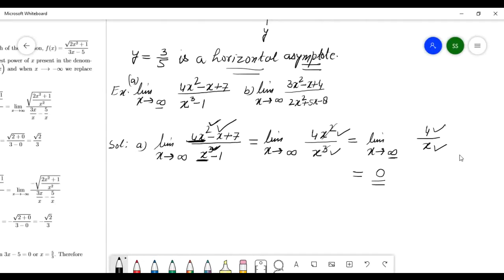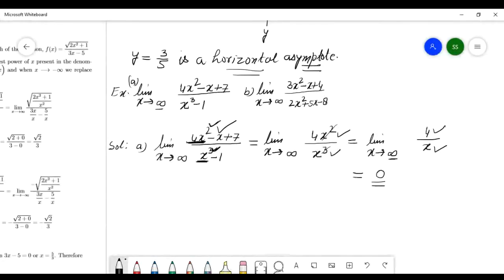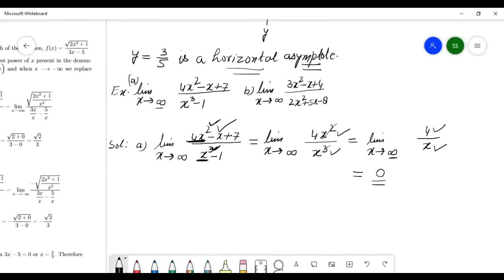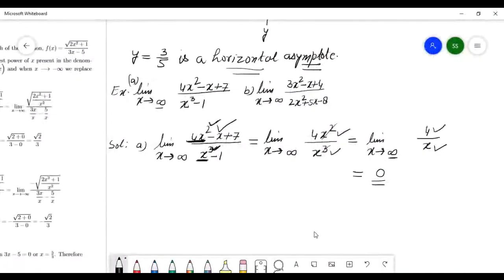Any problem here? Tell me. Any question? Okay. Use any one method. This is the quick method. Okay. Right. Now look over here.